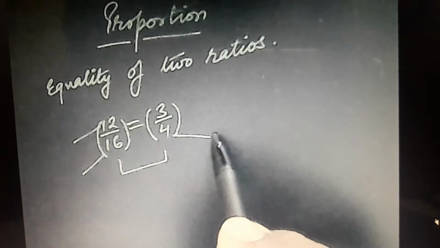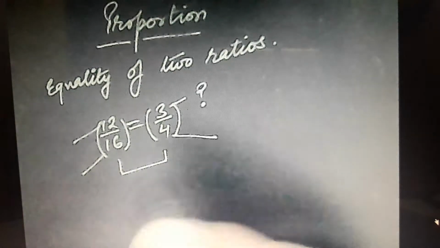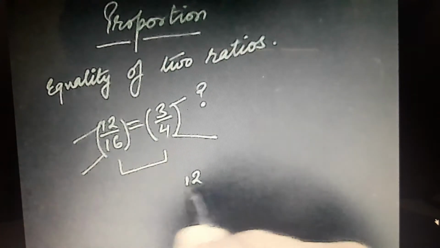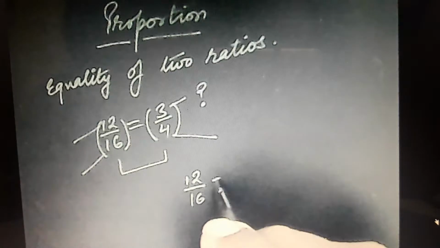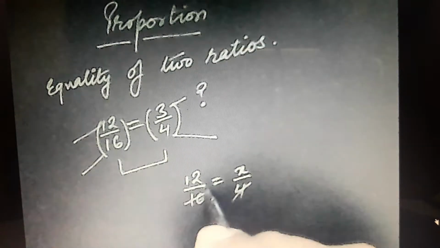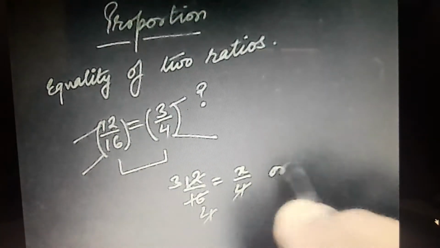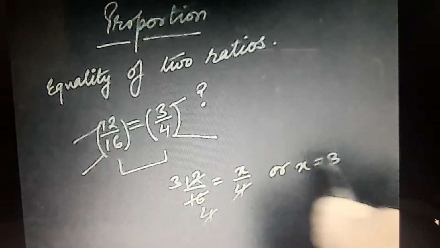Now what kind of questions might you be getting? You will be given this term, and this term, and you need to find out this particular term. Let's take it out. Let's say 12 upon 16 equals x upon 4. 4 fours are 16 and 4 threes are 12. So x equals 3.